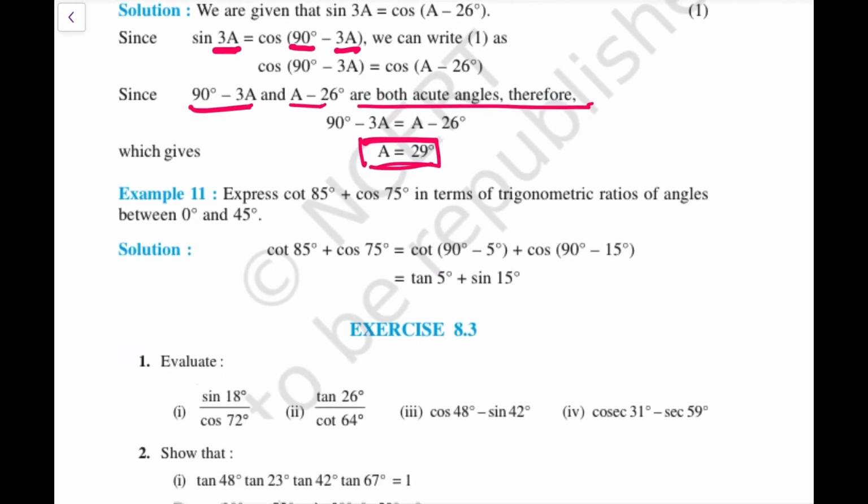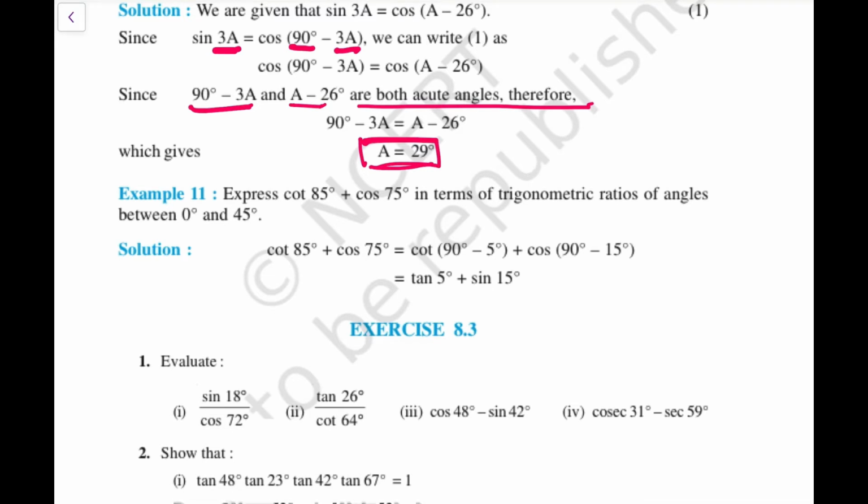Likewise, express cot 85 plus cos 75 in terms of trigonometric ratios of angles between 0 and 45. Then we get cot 85 plus cos 75 is equal to cot 90 minus 5 plus cos 90 minus 15. Then we get tan 5 plus sine 15, which is our required expression asked in the question.